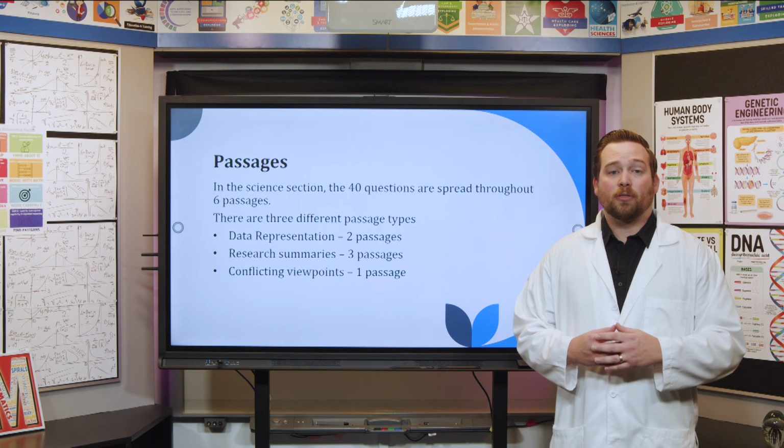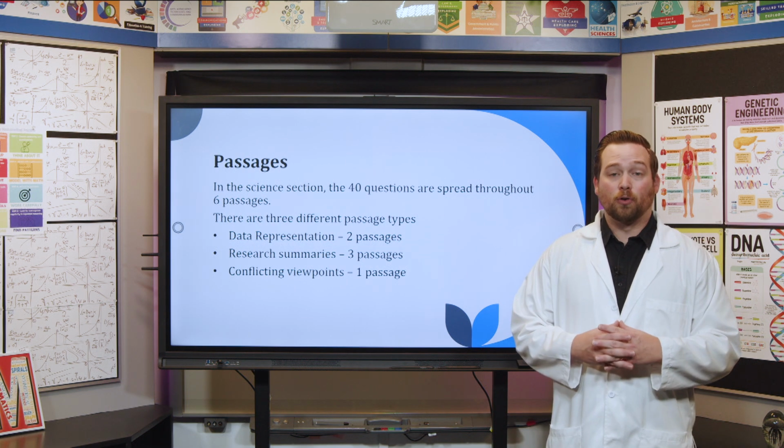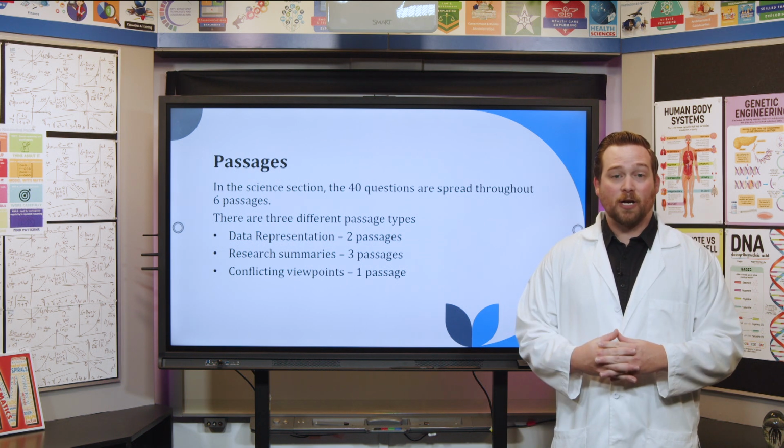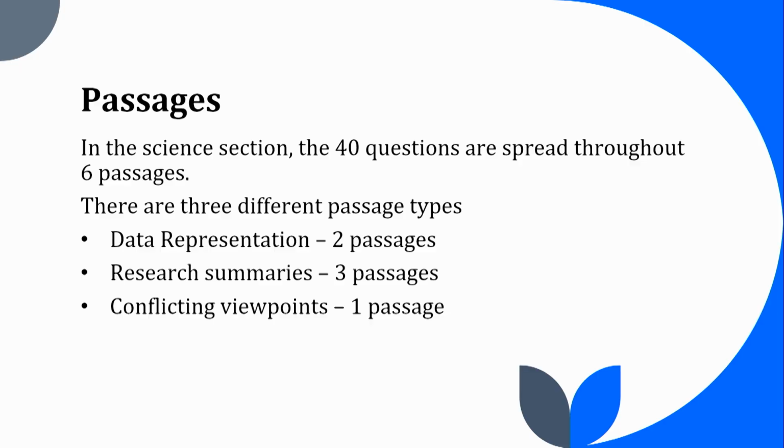Okay? Here are the types of passages you will get on the science section of the ACT. There's 3 different types of passages. So in the science section, the 40 questions are spread throughout 6 passages, and there are 3 different types of passages, and I'll give you more information on these here in just a second.